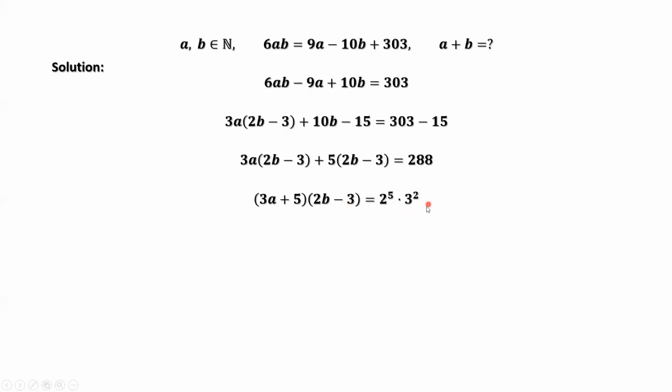What is the right-hand side? This is the prime factorization of the number 288. 288 equals 2 to the power 5 times 3 to the power 2.